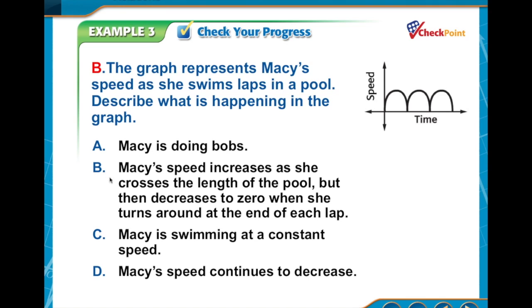I'm not even sure what exactly they mean by that first choice. But if we look at B, her speed increases as she crosses the pool, but then decreases to 0 when she turns around at the end of each lap. That makes sense, because as we see here, this point goes down all the way to 0. Her speed is stopping for some reason, then picking up, reaching a maximum, slowing, then stopping again. So the only thing that makes sense is that she must be stopping to turn around and change directions. So in this case, the solution must be letter choice B. Her speed increases, she stops to turn around, then it increases again, so it's going up and down.